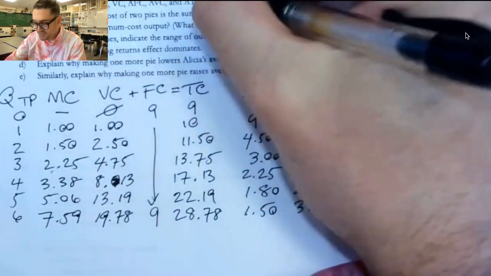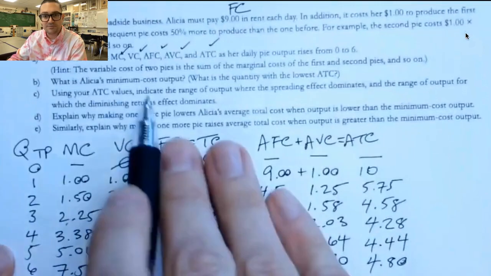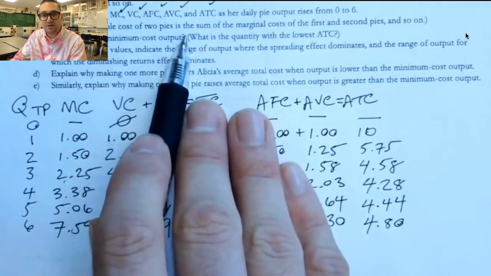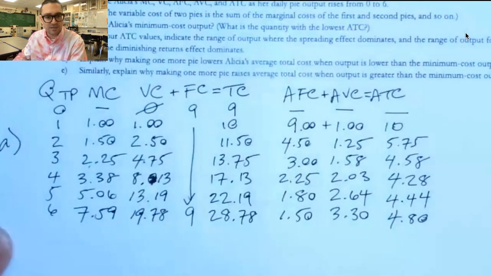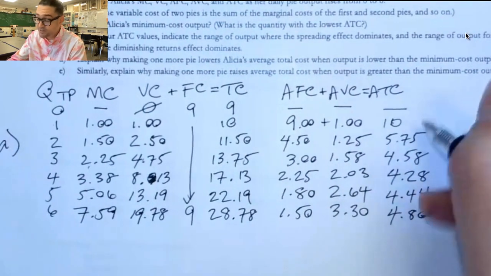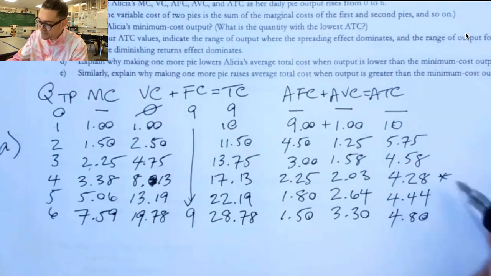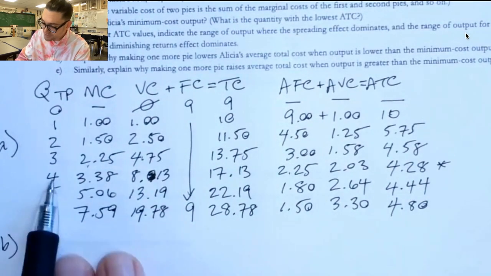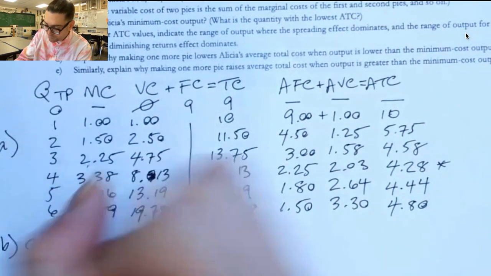And so now we've done marginal cost, variable cost, average fixed, average variable, average total cost. I'm just checking those off that I've done all of those. Now, what's Alicia's minimum cost output? So this was part A. Woo, what a doozy. Part B, her minimum cost output is just where ATC is at its lowest value. And so part B is 428. That's the smallest value, so that corresponds with Q4.